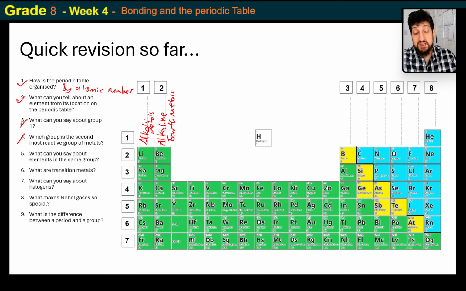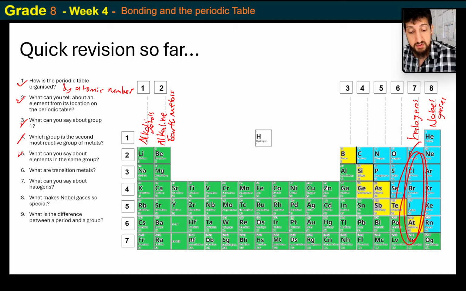And the most reactive nonmetals are the halogens. These are the noble gases. Noble gases. Okay. This is the oxygen group, nitrogen group, carbon group. What can you say about the elements in the same group? We've already answered that one as well. Elements in the same group have similar properties. So everything in here has similar properties.